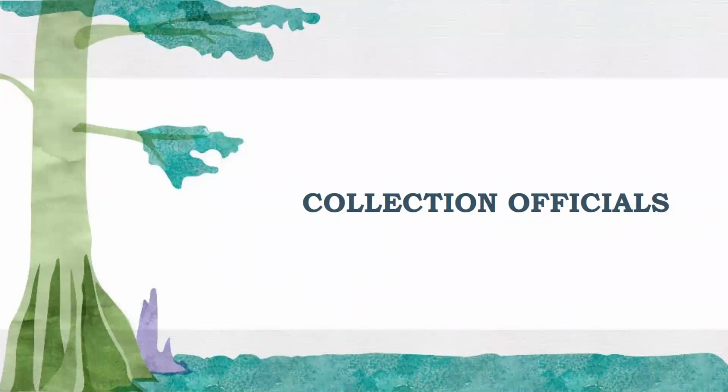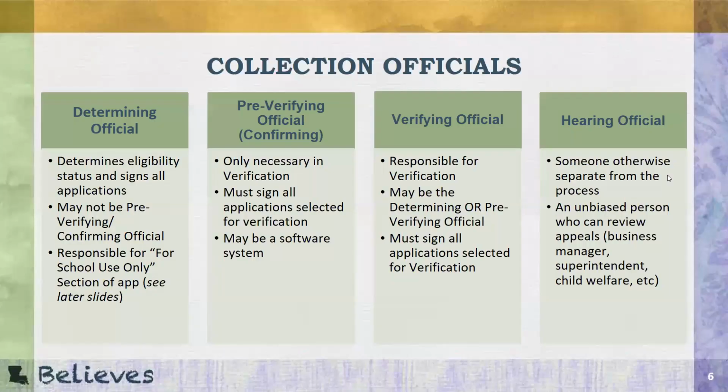Next, we will discuss the collection officials that are reported for all SFAs on the online CMP applications. There are 4 types of collection officials. 1, determining official. 2, pre-verifying, otherwise known as confirming official. 3, verifying official. And 4, hearing official. Let's discuss the duties of each of these officials.